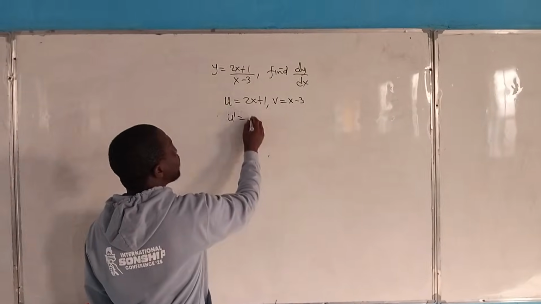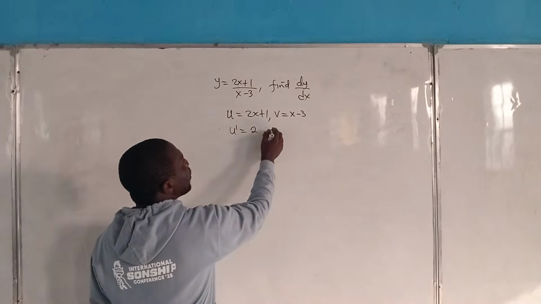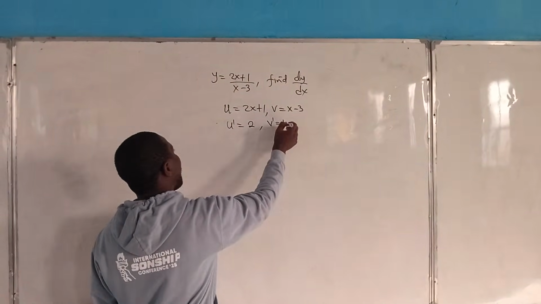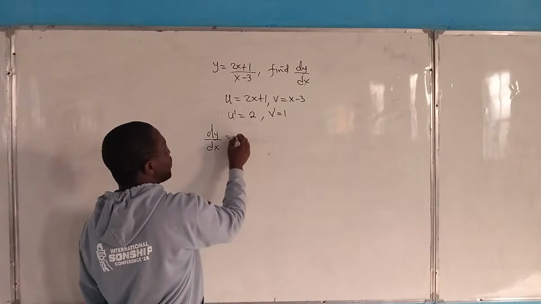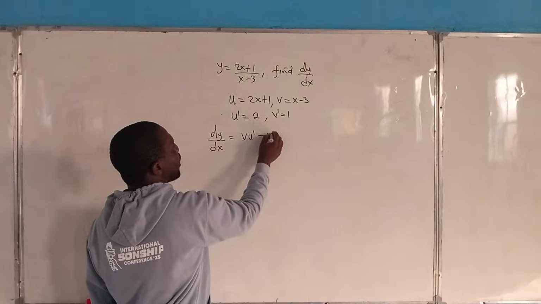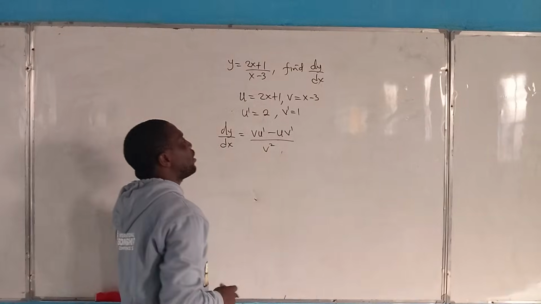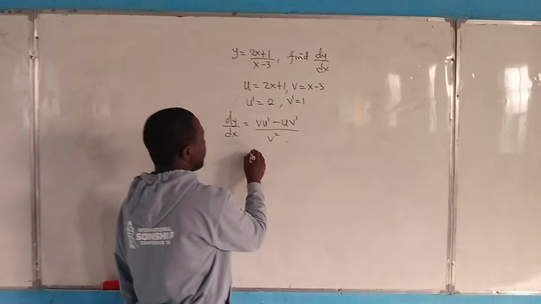Our u prime becomes, differentiate 2x plus 1, you have 2. Then v prime, differentiate x minus 3, you have 1. My dy over dx now, the quotient rule is (v u prime minus u v prime) all over v squared. That's a formula. You now substitute these 4 things into this formula to get your answer.